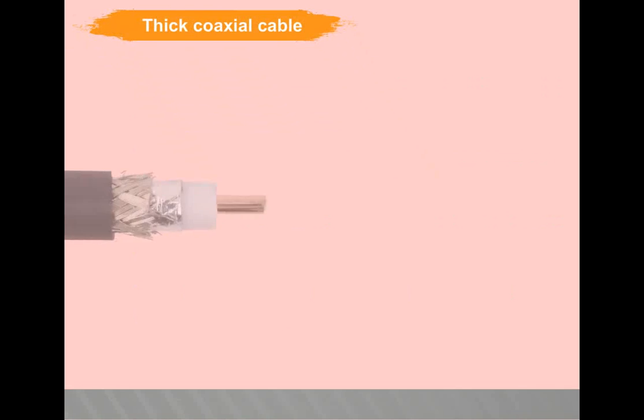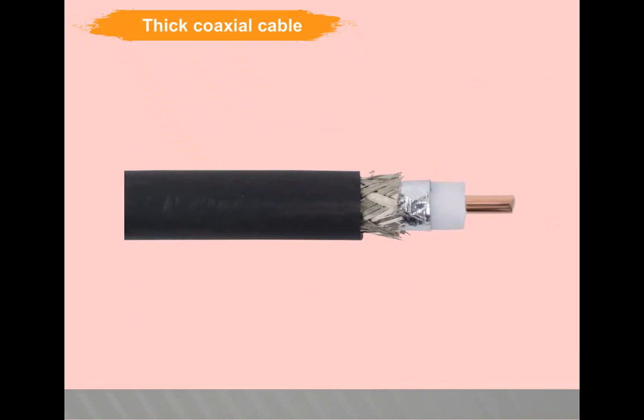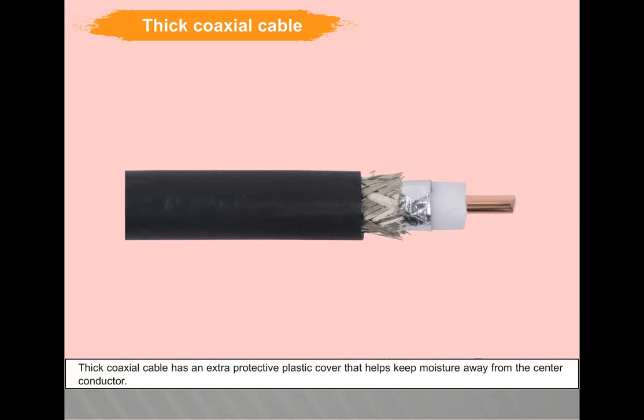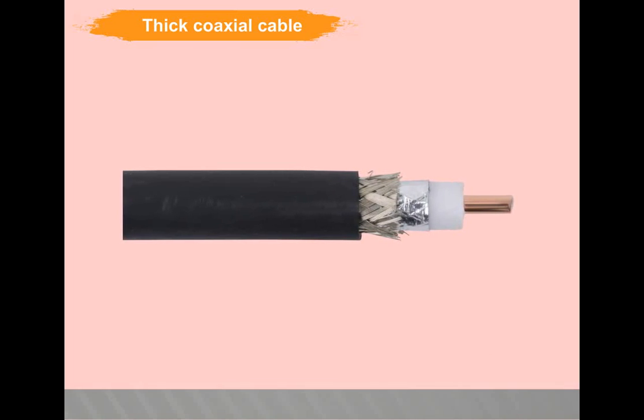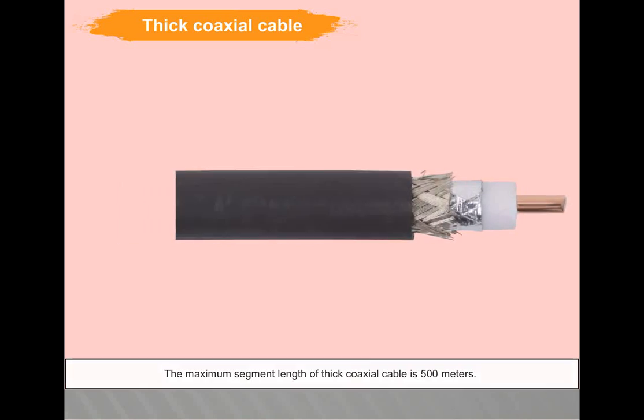Thick coaxial cable. Thick coaxial cable is also referred to as thick net. Thick coaxial cable has an extra protective plastic cover that helps to keep the moisture away from the center conductor. The maximum segment length of thick coaxial cable is 500 meters.